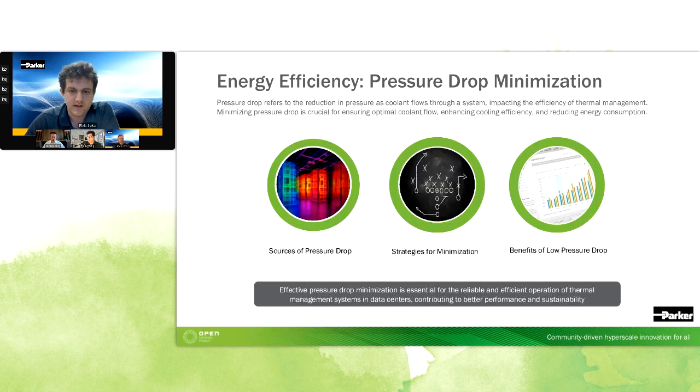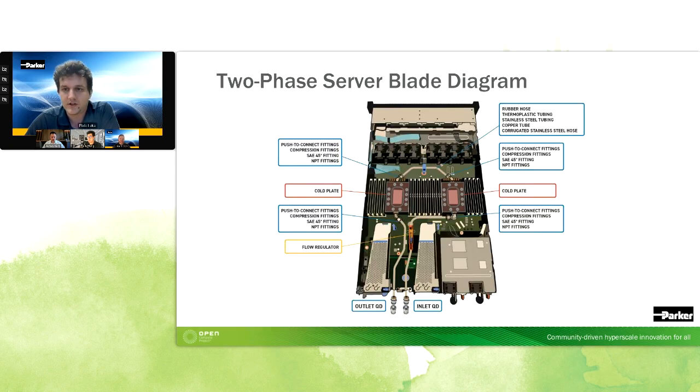Then I'm going to hand it over to Josh, and Josh is going to talk to you a little bit more about how we approach pressure drop minimization. And then later on, we're going to look at all these components that we just saw at a more in-depth level. So Josh, you can take it over.